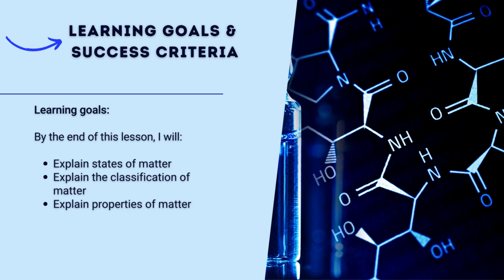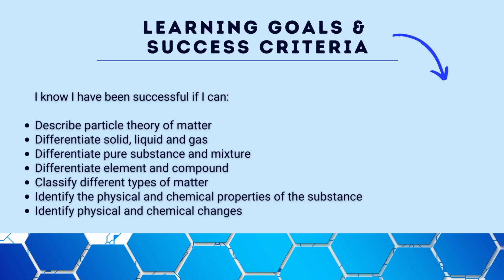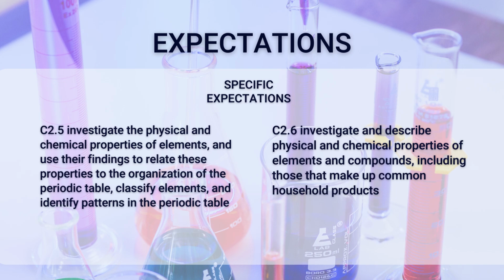Learning goals for this lesson include the following: explaining states of matter, explaining the classification of matter, and explaining properties of matter. You will know that you have successfully absorbed the information within this lesson when you can describe particle theory of matter, differentiate solid, liquid, and gas, differentiate pure substance and mixture, differentiate elements and compounds, classify different types of matter, identify the physical and chemical properties of the substance, and identify physical and chemical changes. The specific expectations targeted within this lesson include C2.5 and C2.6.